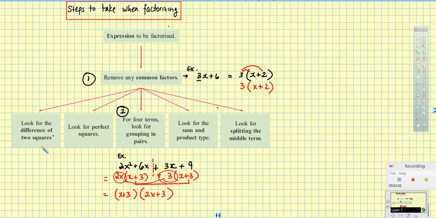Now, what we're going to be looking at today is difference of squares, the difference of two squares factorization, and perfect square factorization. All right, so let's get started.